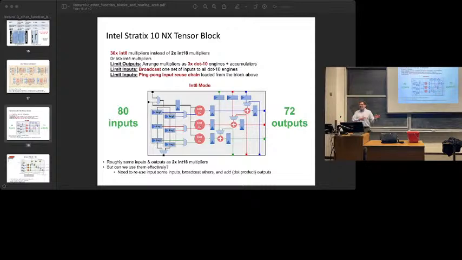Yet Intel says they fit this into approximately the same area. So they can't do that with this many inputs. This tensor block would be huge. So what they did is they're basically specializing it for deep learning. They know that deep learning has certain data reuse patterns, and they're exploiting those.